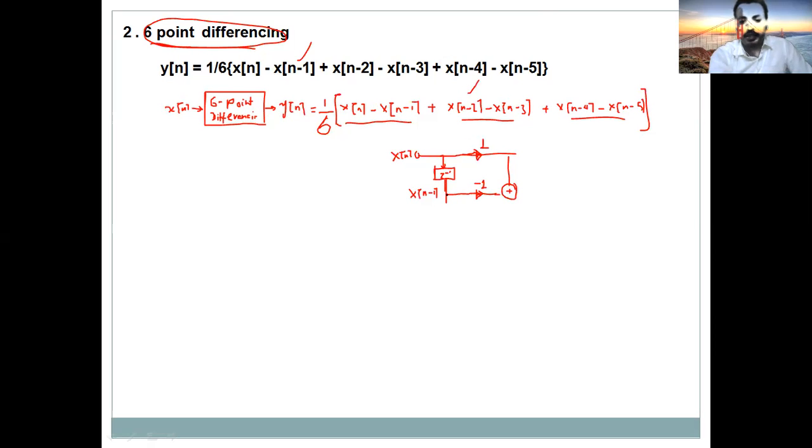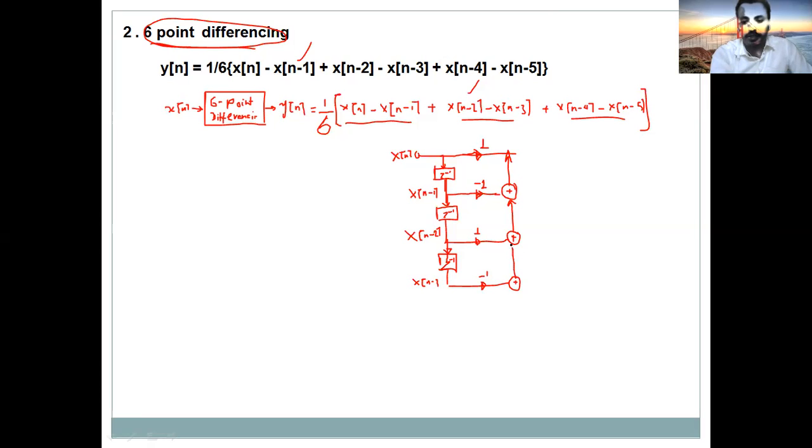Next, I need the previous sample, so again delay the input by another delay element. We get x of n minus 2. Is it positive or negative? x of n minus 2 is positive, so it's multiplied by positive 1. Okay, plus comes here. Now, how about delaying by 1 again to get x of n minus 3? As you can see here, the coefficient is negative, so I have to multiply it by negative 1.